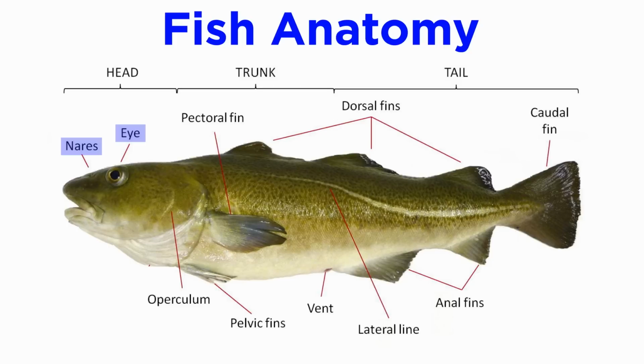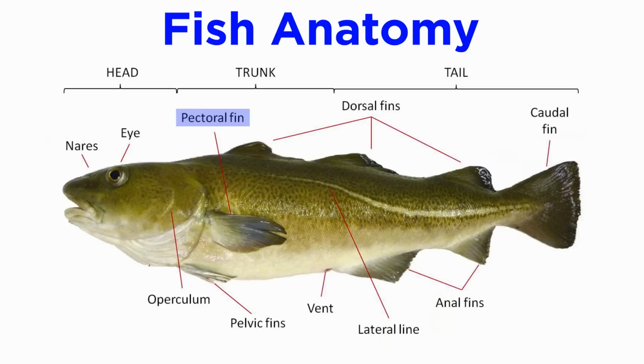The eyes and nares, which lead to the olfactory organs, are separated by the sagittal plane, which divides the mouth. The bony operculum, or gill cover, protects the soft, fleshy gills. The lateral line runs the length of the body and allows bony fish to detect movement in the water. The dorsal fin helps with stabilization and is typically located on the midline of the fish's back and may be divided into 2 or more sections.